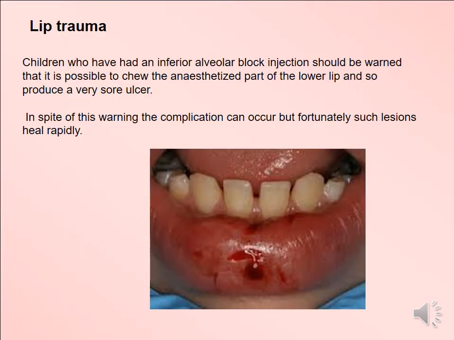A rare cause occurring in children is trauma. After giving block anesthesia for the inferior alveolar nerve, there is numbness, mainly on both sides, which occurs for the patient who has taken this block anesthesia. So children who have had an inferior block injection should be warned not to bite the anesthetized part of the lower lip and so produce a very sore ulcer. In spite of this warning, the complication can occur, but fortunately such lesions heal rapidly.